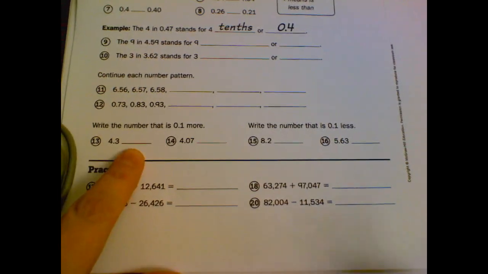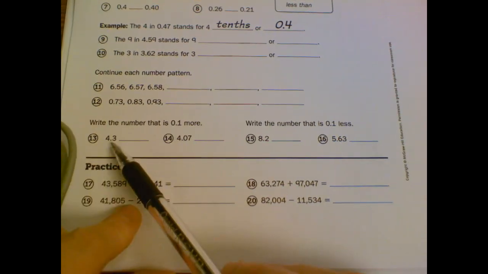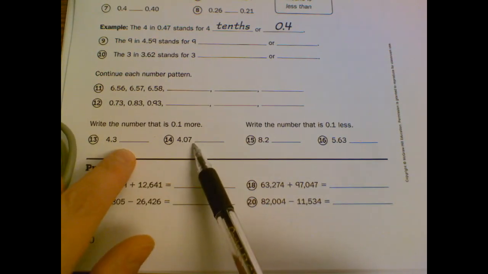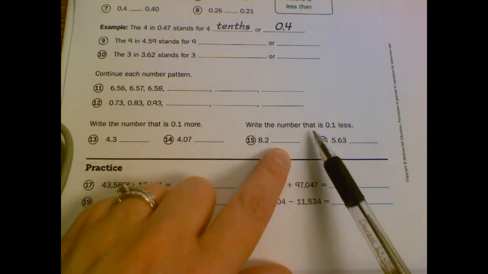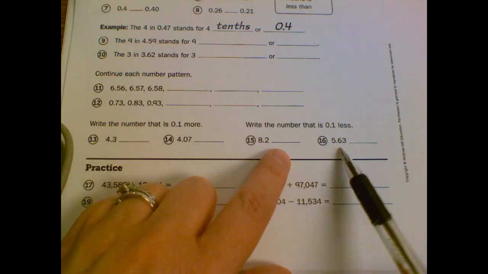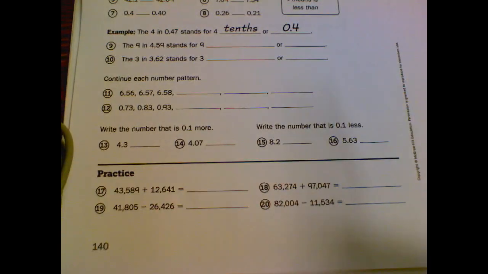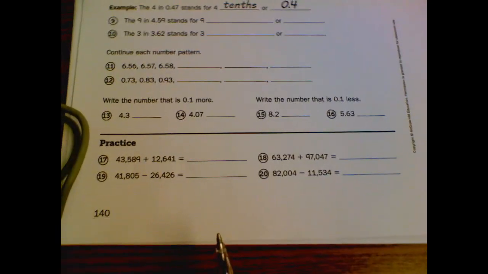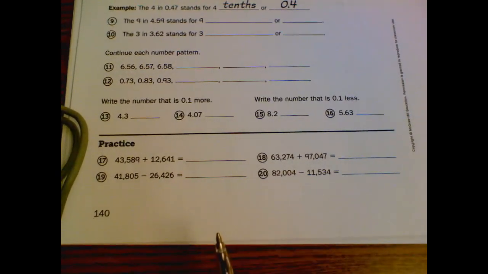This is different. Write the number that is 1/10 more than each of these numbers. That's pretty tricky. And then write the number that is 1/10 less. Just give it your best shot, okay? And again, these problems at the bottom, if you have time to do them, I expect you to write them out and show me your carrying and show me your borrowing.